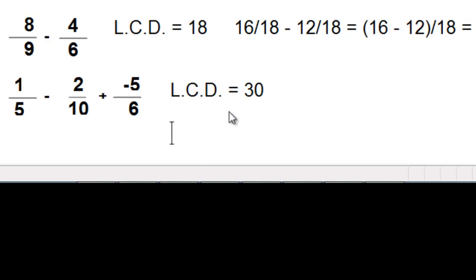Okay, so 1/5, multiply top and bottom by 6. So that's 6 over 30. Then the next one, you multiply top and bottom by 3. So that's, again, 6 over 30. And the last one, multiply top and bottom by 5. So that's minus 25 over 30.